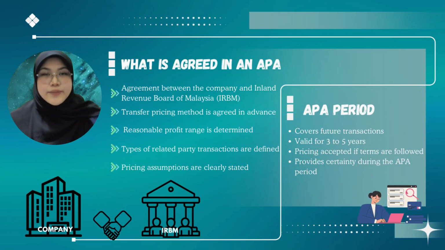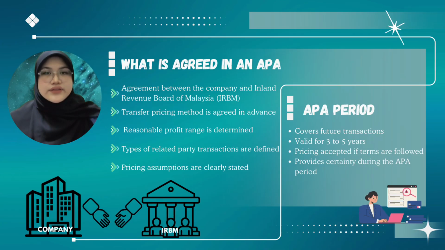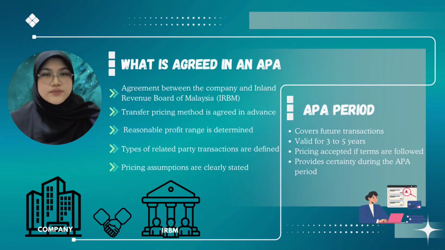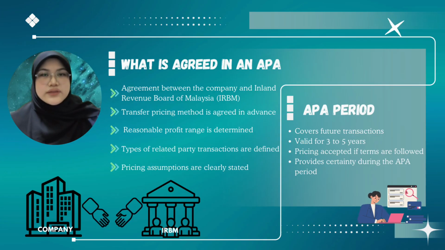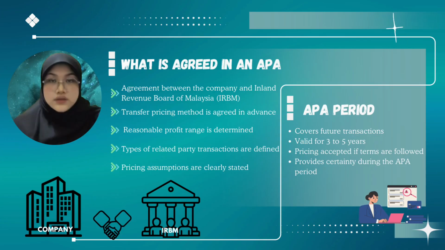In an APA, the company and LHDN agree on the transfer pricing method to be used for related party transactions. They also agree on a reasonable profit range, the type of transactions covered, and the assumptions used in setting the price. This agreement gives clear guidance on how prices should be determined for tax purposes.